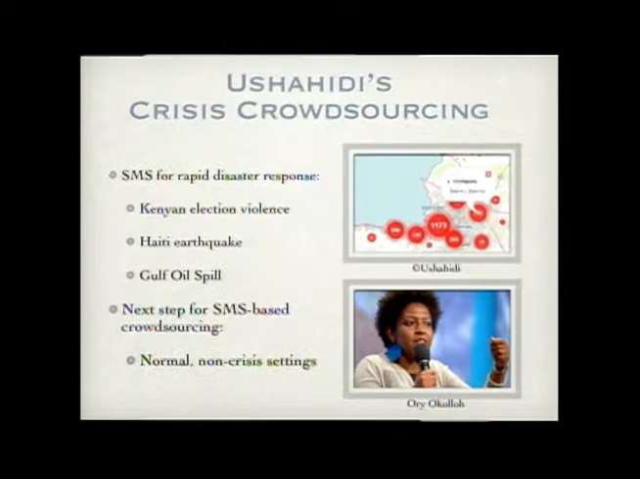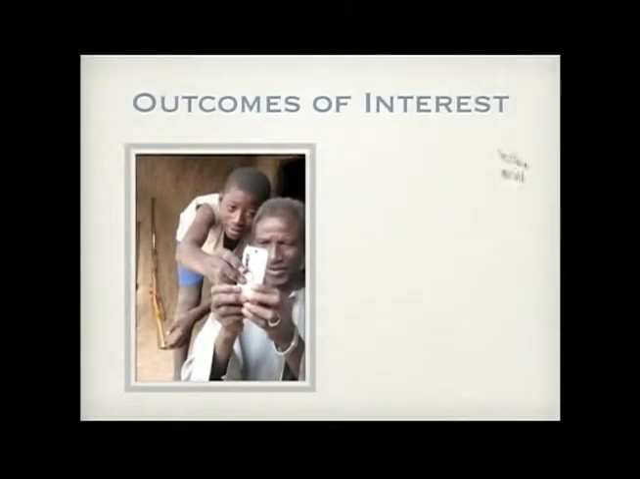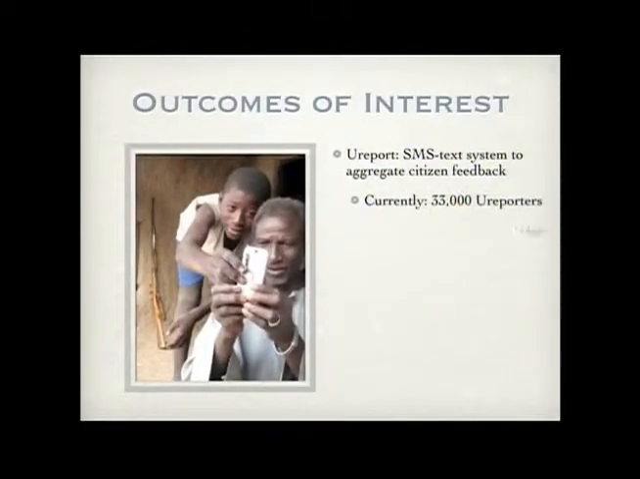And that's what we're doing with UReport in Uganda. This is a system that UNICEF developed to get citizen feedback from citizens using SMS text messaging, and then it brings it together in a centralized system. And they've been consulting with Ushahidi on how to do that better, and no one knows it better than Ushahidi.